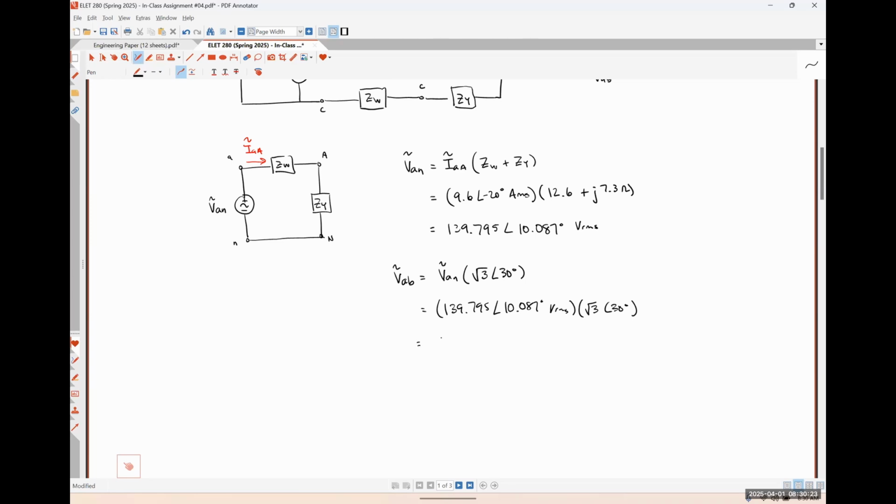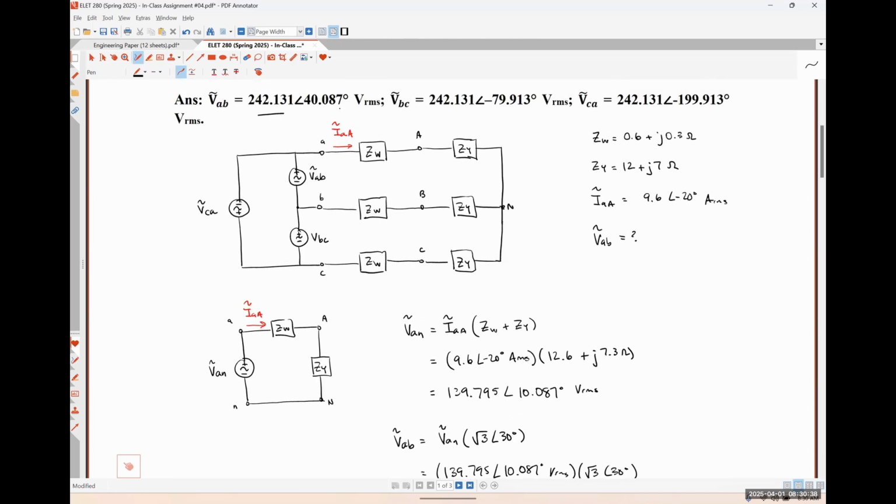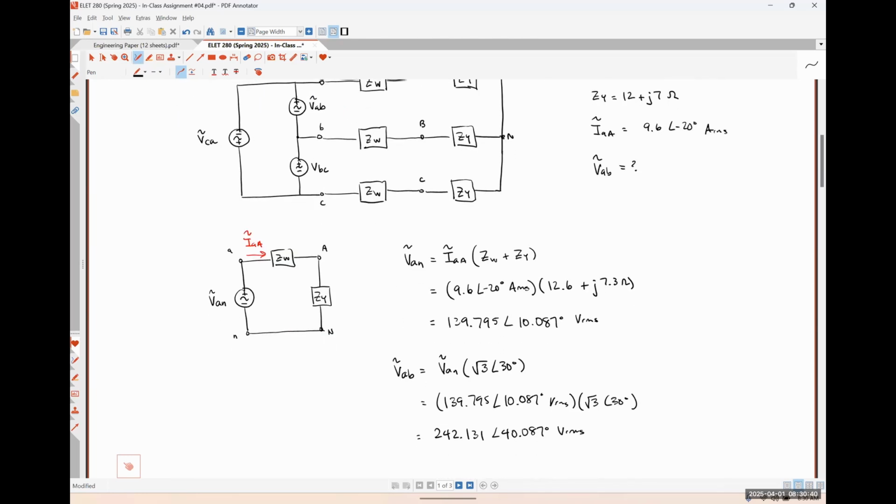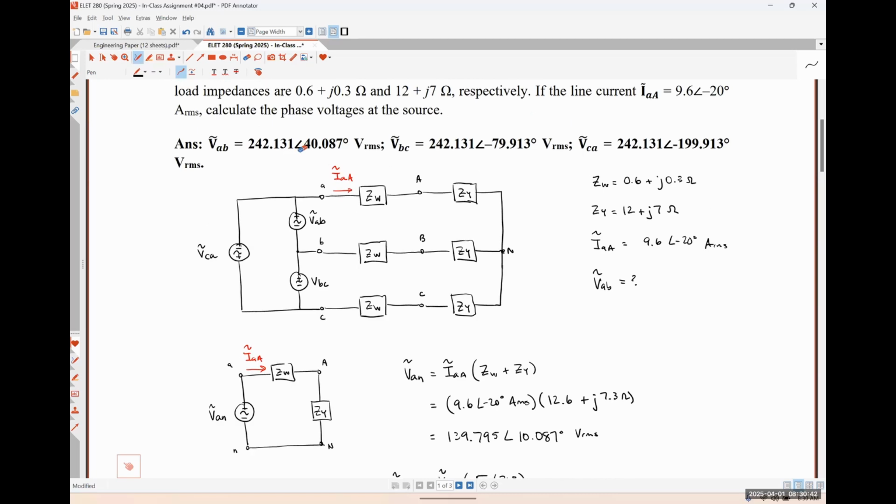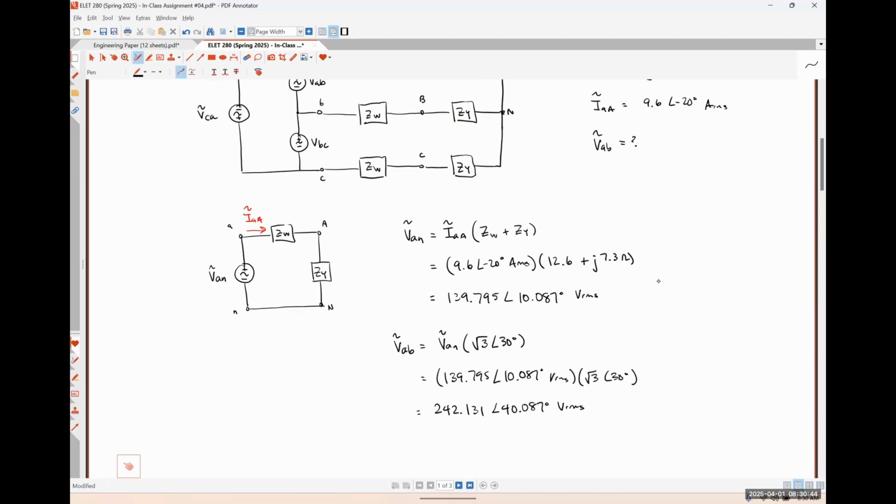And I get 242.131 and some change with an angle of 40.087 degrees volts RMS, which is exactly the result that we were looking for, according to my previous answer.